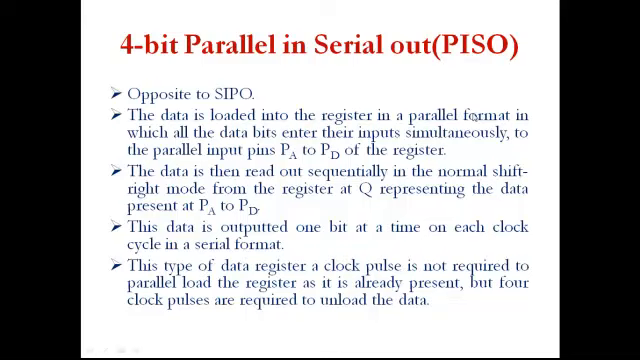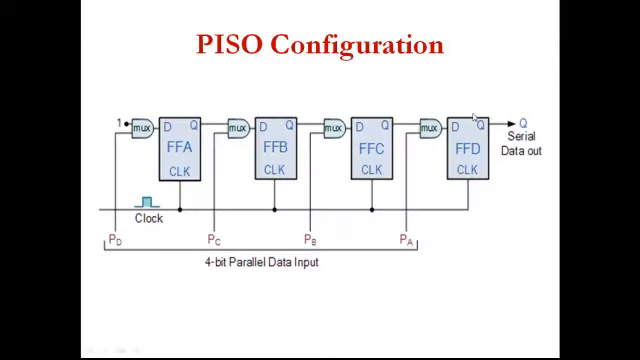In this type of register, a clock pulse is not required to parallel load the register as the data is already present. But 4 clock pulses are required to unload the data. So after 4 clock pulses only you will be getting the output data.